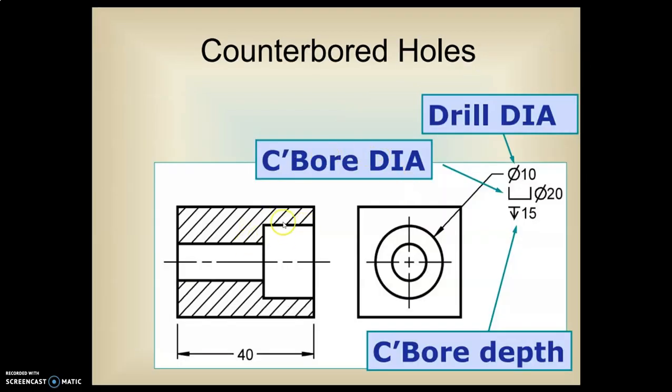Okay, again, here is a counterbore. So we start off and we have a diameter symbol and then the drill diameter, which is the smaller one, even though we're pointing to the larger one. Then the counterbore symbol, diameter symbol. This one in this case is 20, and then the depth of 15. So the distance from here to here is 15.